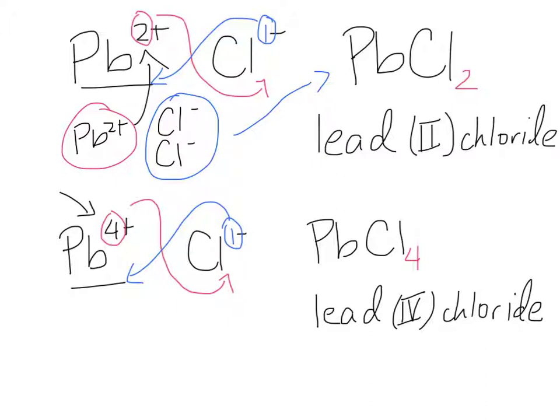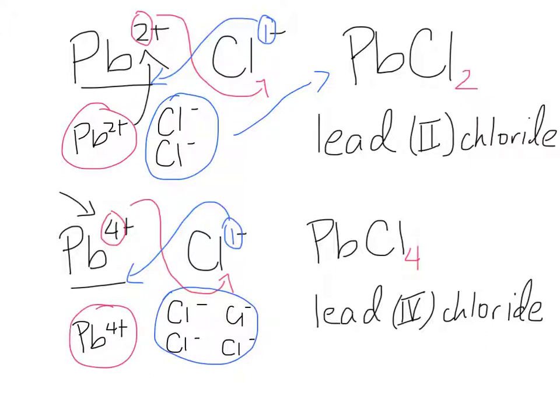Alright, and then let's take a look at this one. If this is a 4+, I need 4 1- to be able to cancel out the 4+ charge. I already know that chlorine again has 1 negative, so that means I have 2, 3, 4 Cl minuses. Again, one more time, I need 4 of the 1- to cancel out the 4+. That's the reason why I have 1 lead atom and 4 chloride ions to cancel it out.